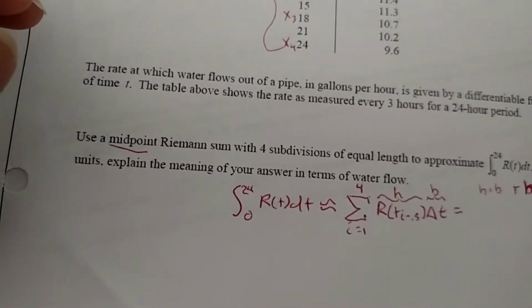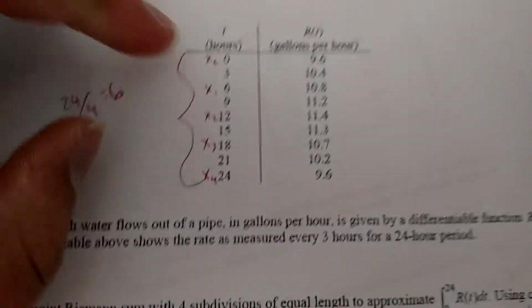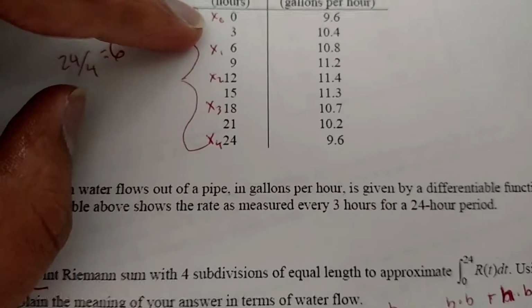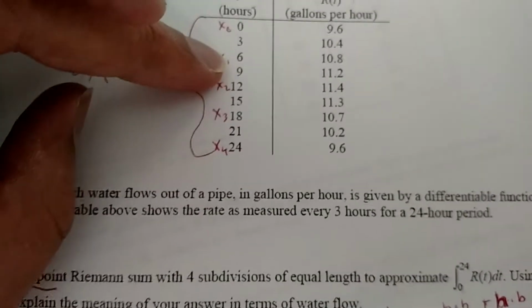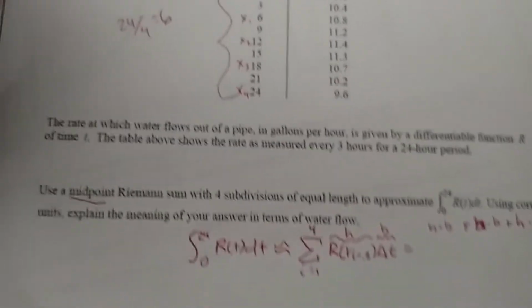For midpoints, you need to understand that you're not using the left or right endpoint, because if you were to start there, that would be a LRAM. If you were to start there, that would be a RRAM. So you have to figure out what the midpoint is based on your notes.